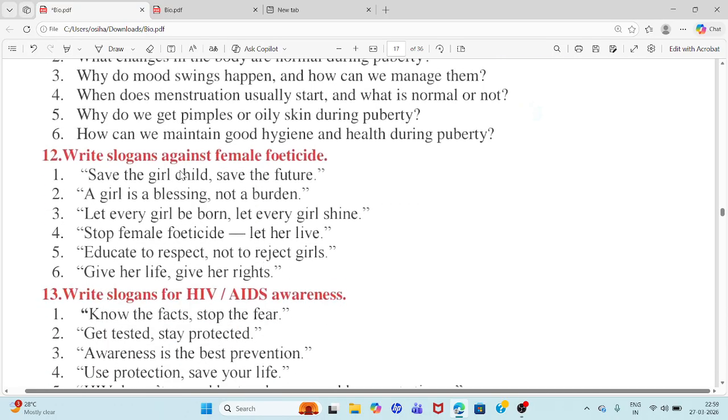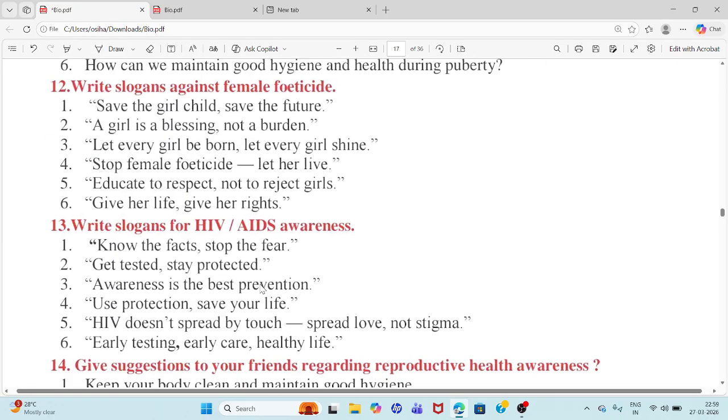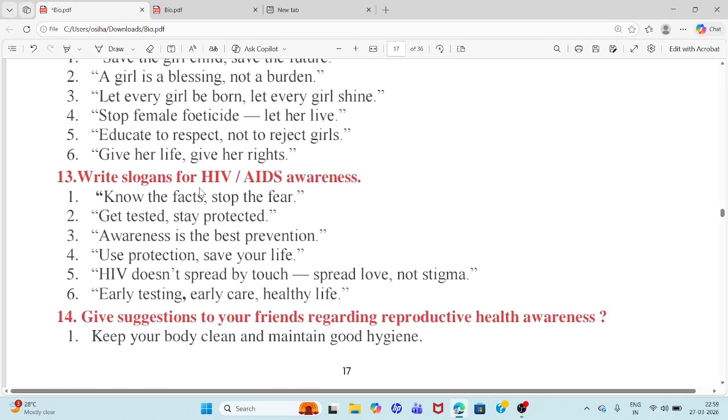And 12th question. Write slogans against female feticide. So these are the slogans. 13th question. Write slogans for HIV or AIDS awareness.